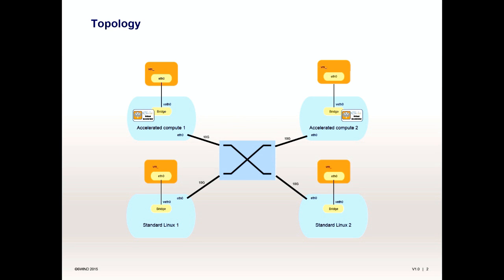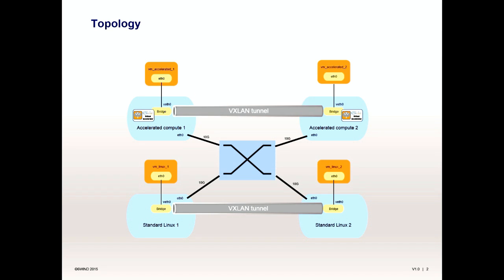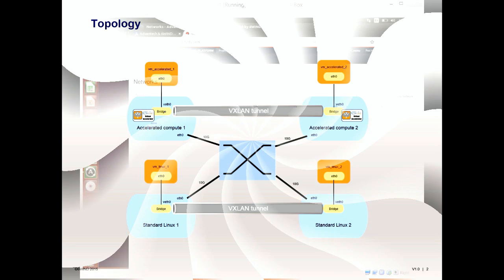I named the VMs on the accelerated compute nodes VM Accelerated 1 and 2. The VMs residing on standard Linux, no 6WIND Virtual Accelerator installed, are named VM Linux 1 and 2. Since this is a shared test environment, a VXLAN tunnel is created to allow communication between the VMs residing on different compute nodes. At this point, we will move on to the actual demonstration.